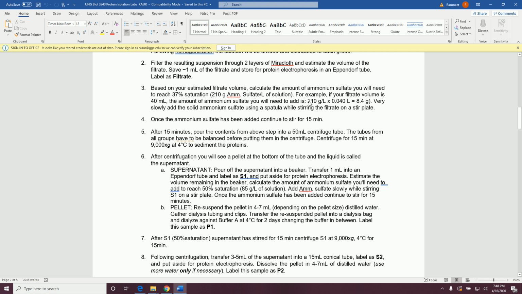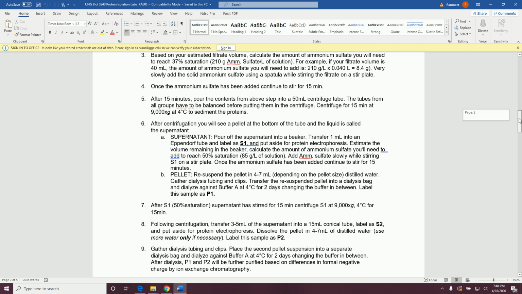So you take that filtrate in a beaker, and you keep the filtrate on the magnetic stirrer. You put the magnetic bar in, and you keep on adding this ammonium sulfate and keep on stirring the filtrate with ammonium sulfate for around 15 minutes. After that, you would have taken this filtered ammonium sulfate in the centrifuge tube, and you would have spun it for around 15 minutes in the centrifuge at this speed.